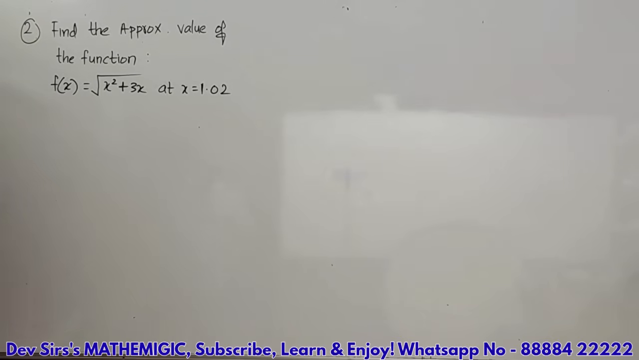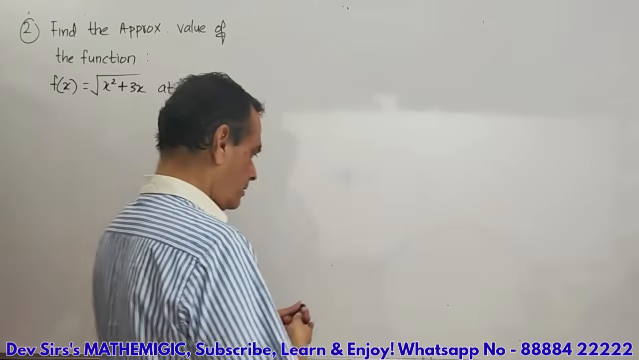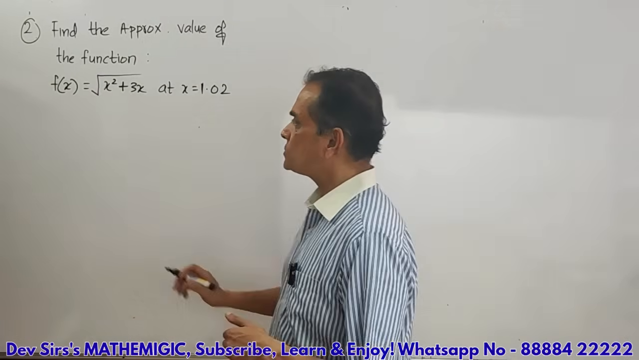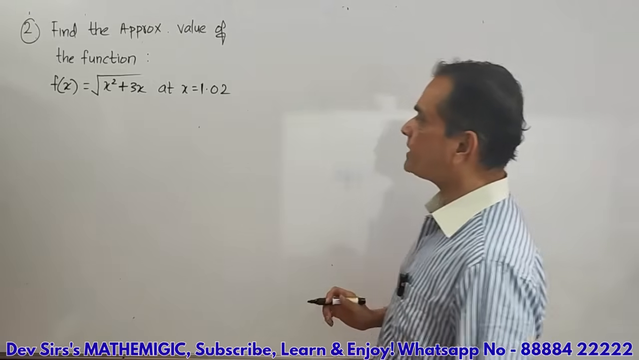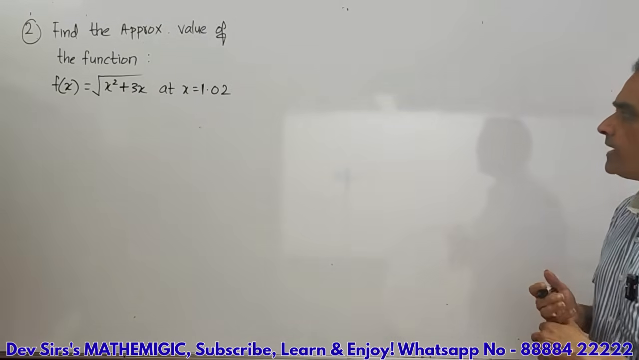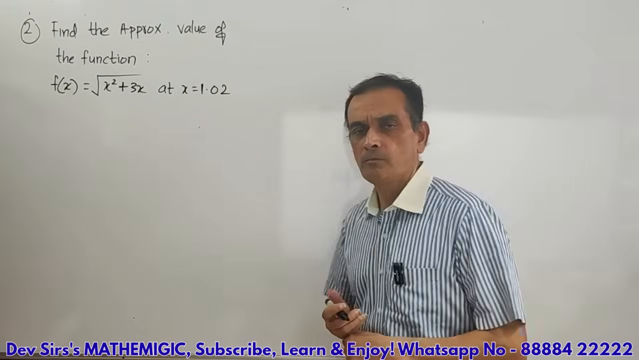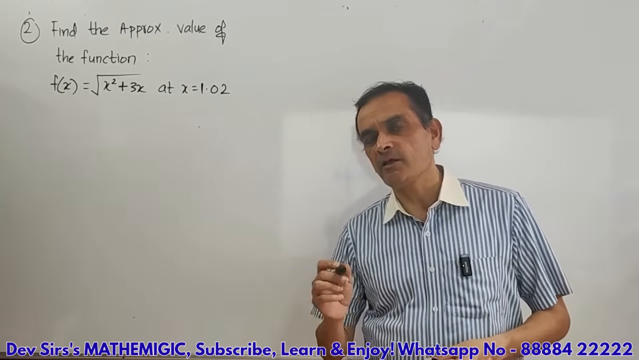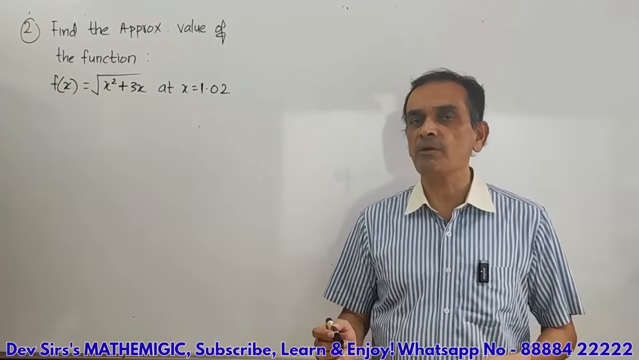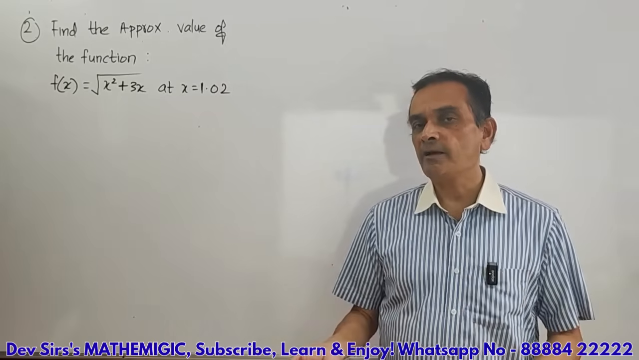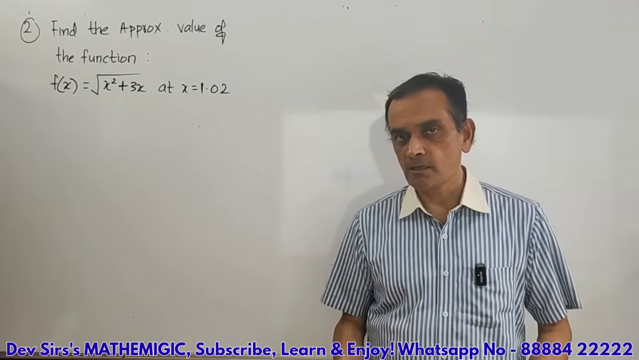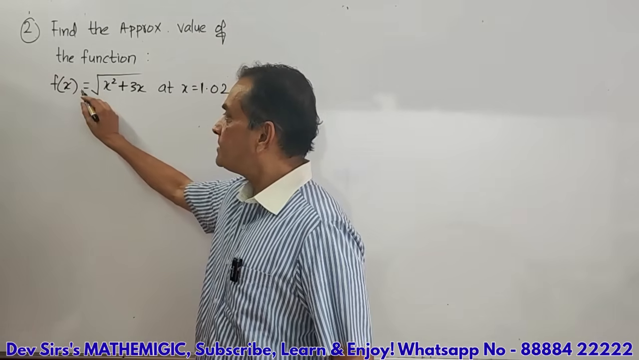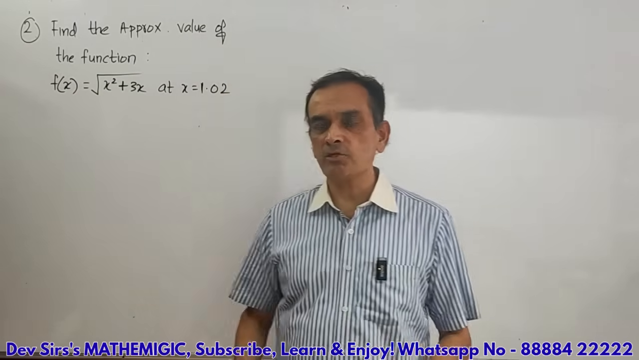Okay, here we go to the second sum now. Approximations. Find the approximate value of this function. Root of x squared plus 3x at x equal to 1.02. Okay. Now in the earlier case, fx was directly given to us as cos inverse x. I mean cos inverse something, and we took fx as cos inverse x. But in this case, fx is given directly in terms of x. कुछ करने की जरूरत ही नहीं है.